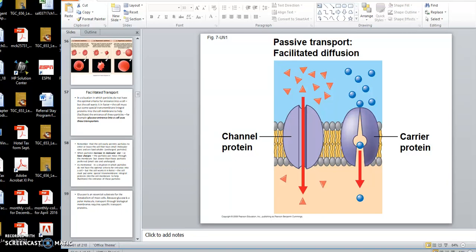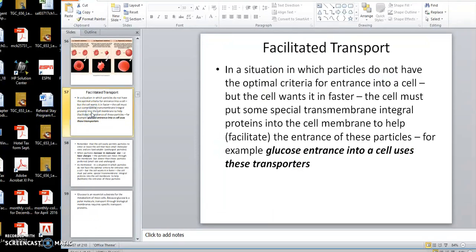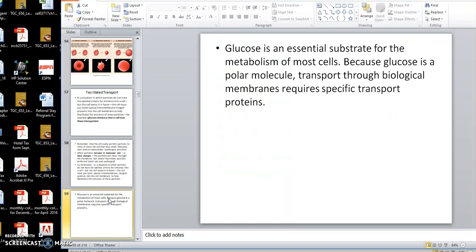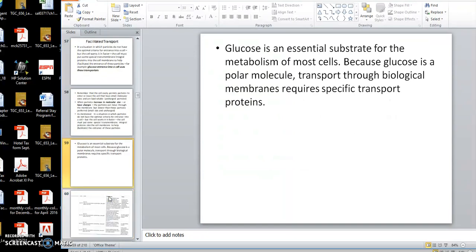Okay, going back to facilitated transport or facilitated diffusion. In facilitated diffusion, you need a special carrier, a transmembrane integral protein, because the particles are moving under their own energy, but they're either too big or water soluble, not lipid soluble, so they need a special entrance. Good example, not the only, is glucose. Glucose going into a cell. Glucose is vital to be in a cell, so how does it get in?